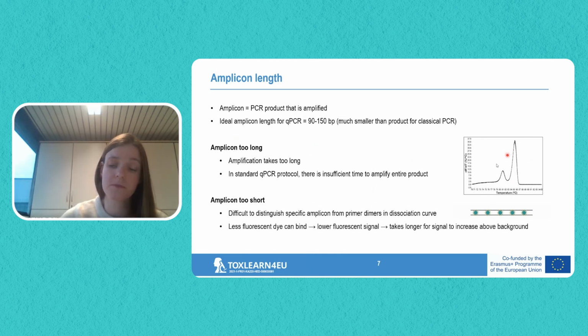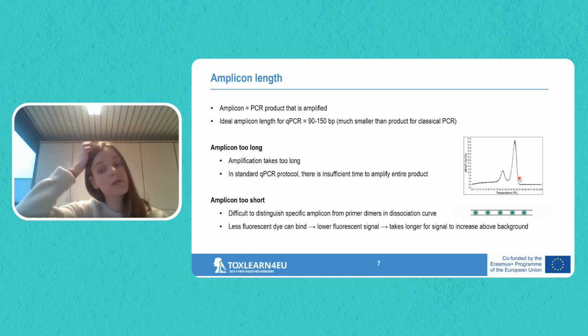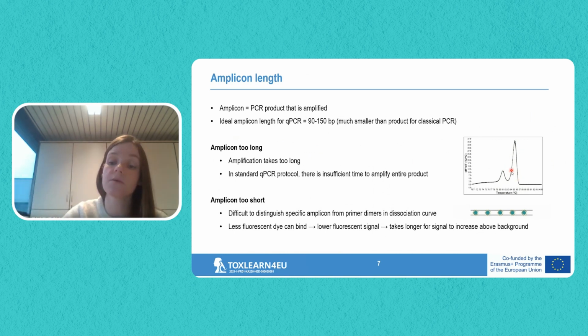So here you can see again this example of a dissociation curve that we've just discussed. Here, this right peak corresponds to our specific amplicon. The peak more towards the left corresponds to primer dimers. These primer dimers have a lower melting temperature because they're shorter. But if we would now generate an amplicon that is also much shorter, then it would be very difficult to still distinguish it from primer dimers, as it would also have a lower melting temperature.